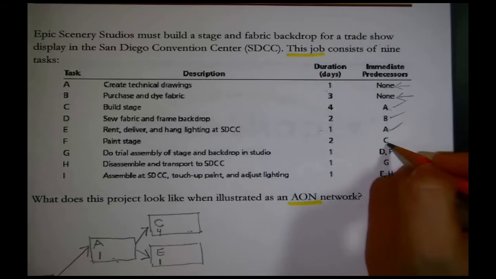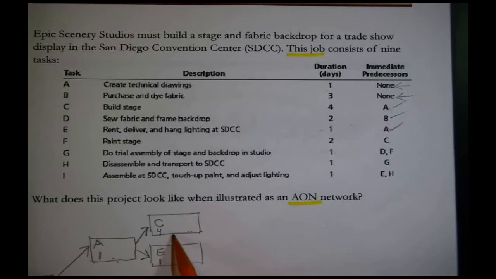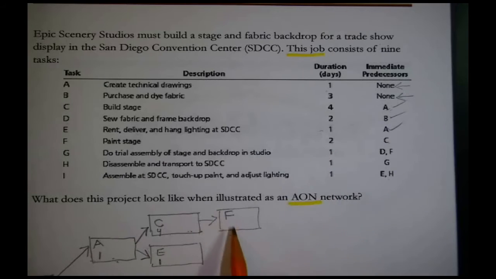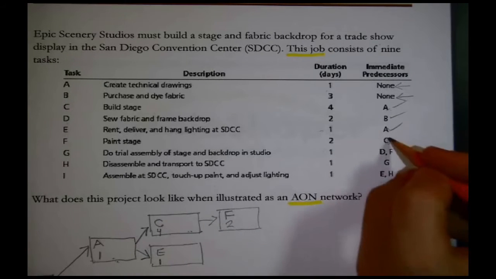Now, who's this? This is F, paint the stage. Okay, it has C as an immediate predecessor. C was build the stage, that makes sense. You have to complete that before you go on and do F, paint the stage. And then F is 2 days worth of work, the painting. Oh, great, that one's done.